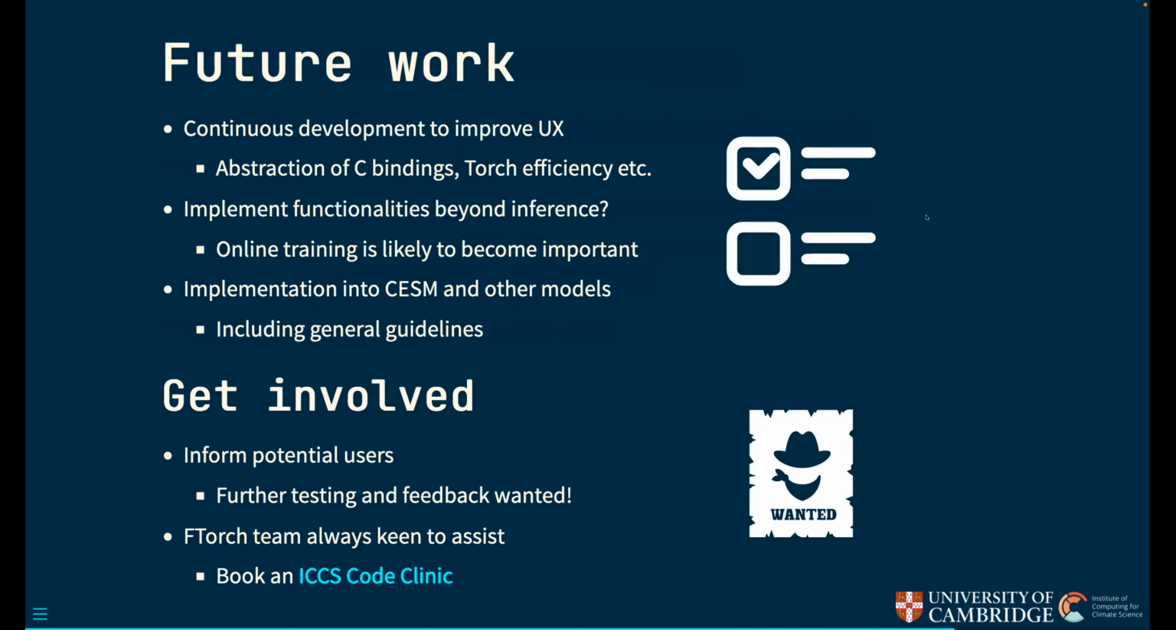So finally, some future work. We're continuously working to improve things, and Elliot, who I think is on this call, has done some fantastic work with us recently on a placement. We're potentially considering bringing inference into the library, because online training is likely to become important, particularly within climate modeling, for building stable models. And finally, we've got some ongoing work looking at using this library to couple to the CESM model.